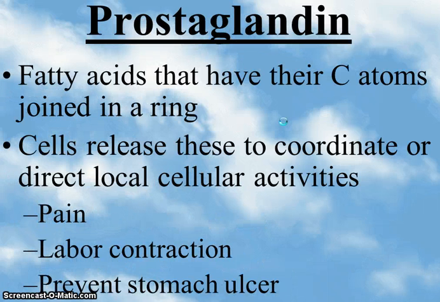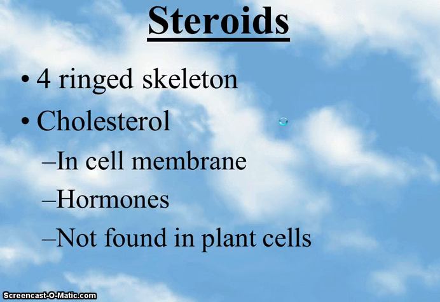Prostaglandin is something that is released when we're in pain, like women who are giving birth when they're having their labor contractions. And it's also a hormone that's going to help prevent stomach ulcers. So this is fatty acids that have their carbon atoms joined in a ring. Another example is the steroid, and that is a 4-ring skeleton. And our most important one is cholesterol. That's found in the membrane of the cell. It's involved in different hormones. Some people have high cholesterol and so forth. Plants don't have cholesterol. That's one thing to know.